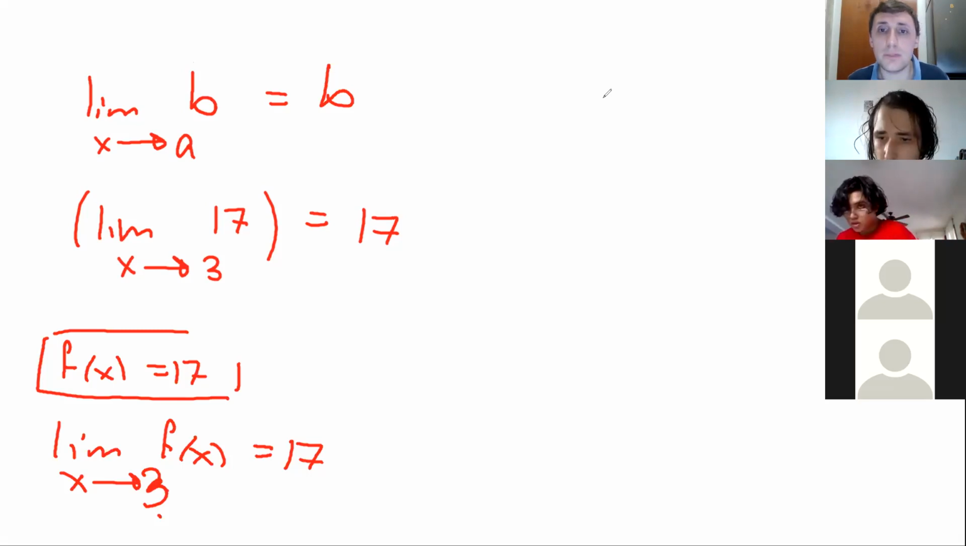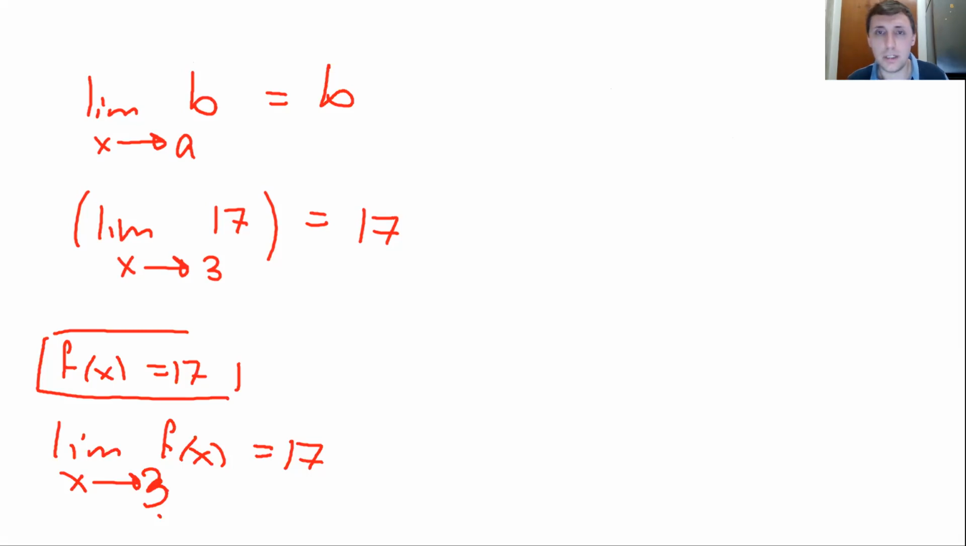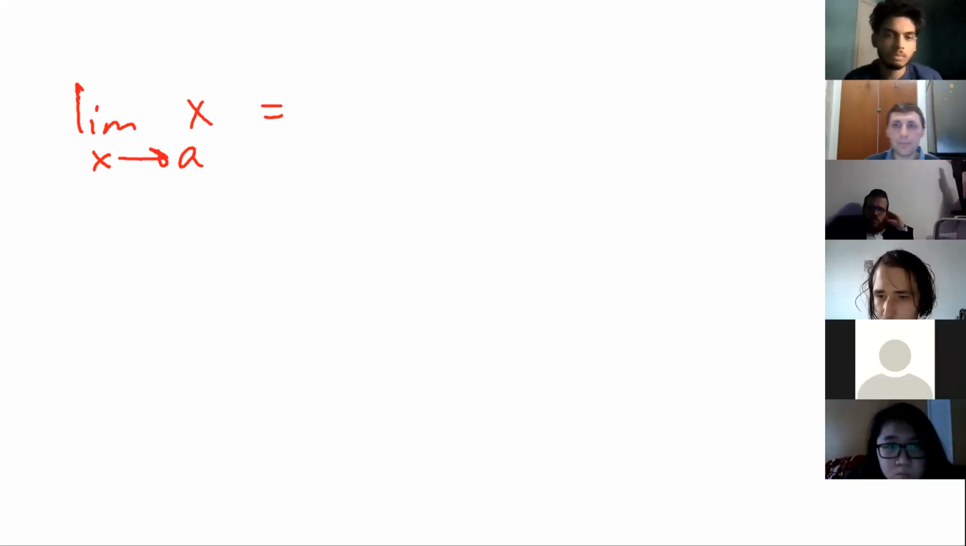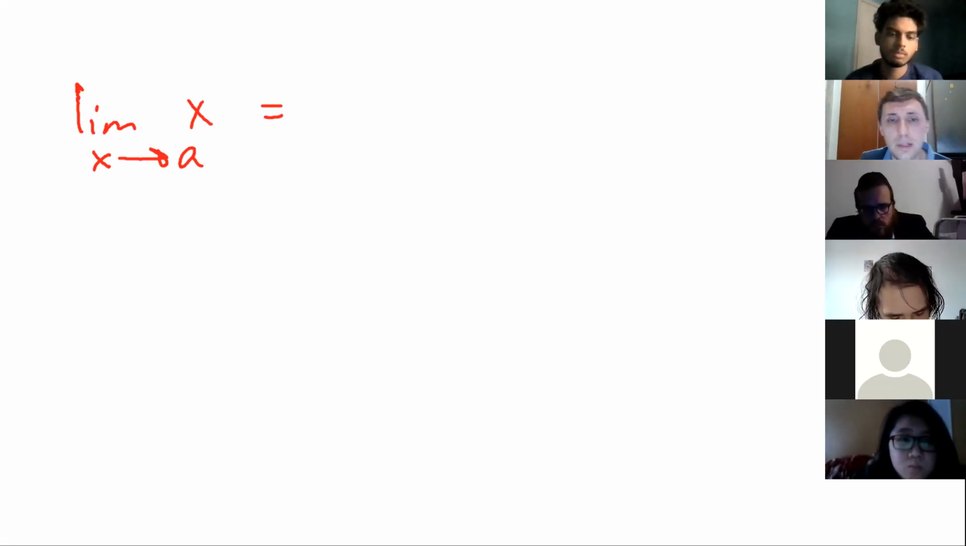It depends on what bx is. So this is just b. Now, it depends what you mean by bx, which is now a function, right? So what about this, guys? What is the limit as x approaches a of x equal to? No, Robert, not x. It is a.